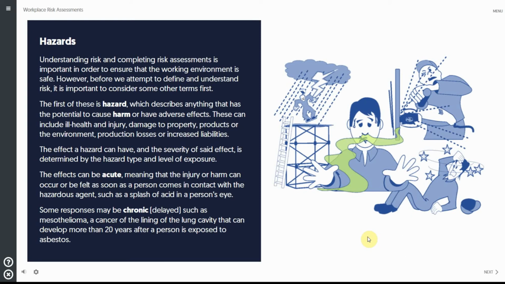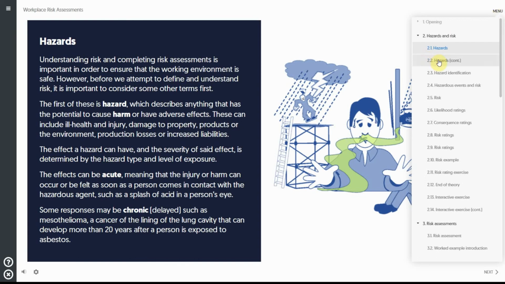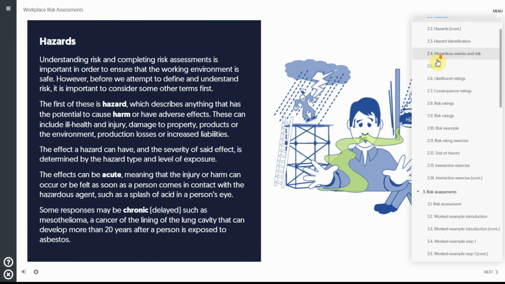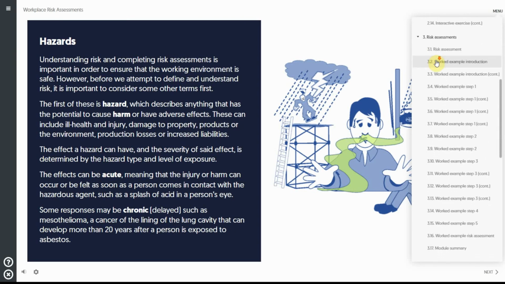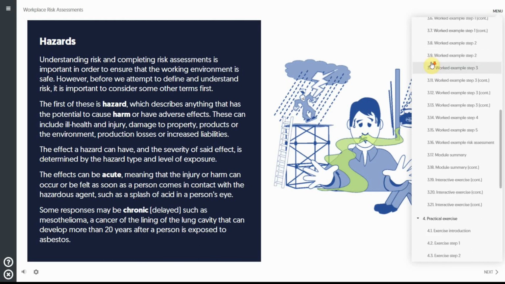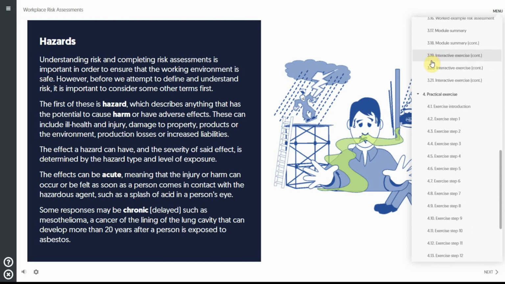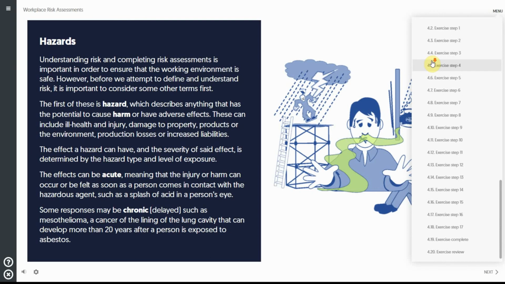The effect a hazard can have and the severity of said effect is determined by the hazard type and level of exposure. The effects can be acute, meaning that the injury or harm can occur or be felt as soon as a person comes in contact with the hazardous agent, such as a splash of acid in a person's eye. Some responses may be chronic, delayed, such as mesothelioma, a cancer of the lining of the lung cavity that can develop more than 20 years after a person is exposed to asbestos.